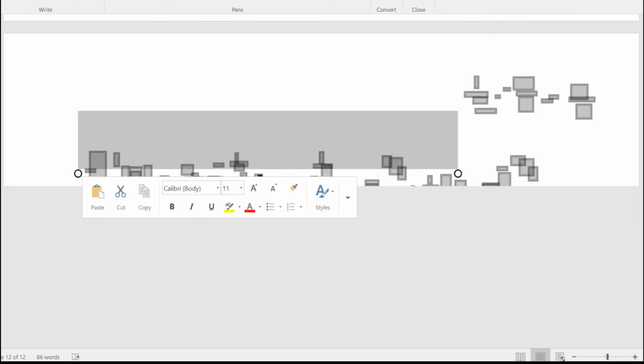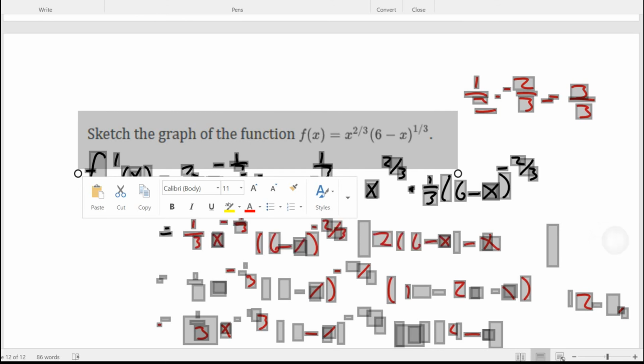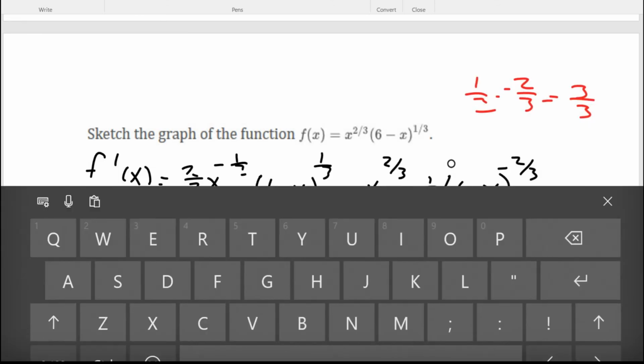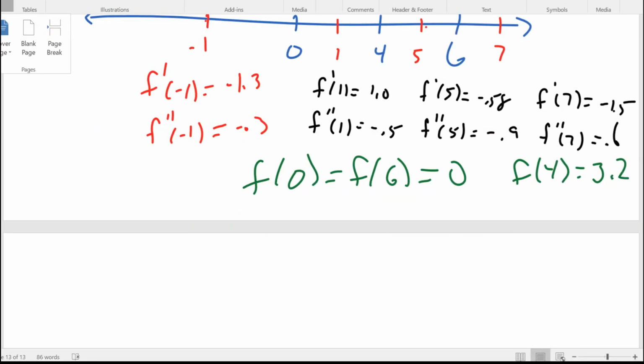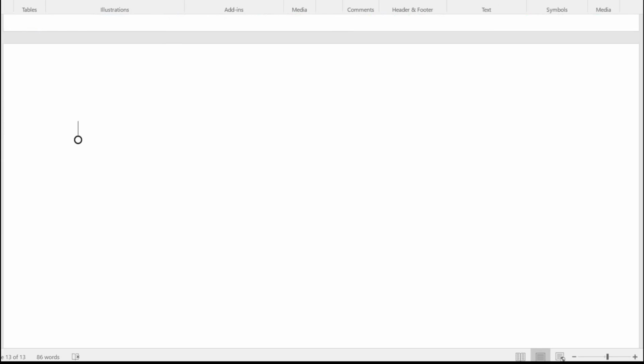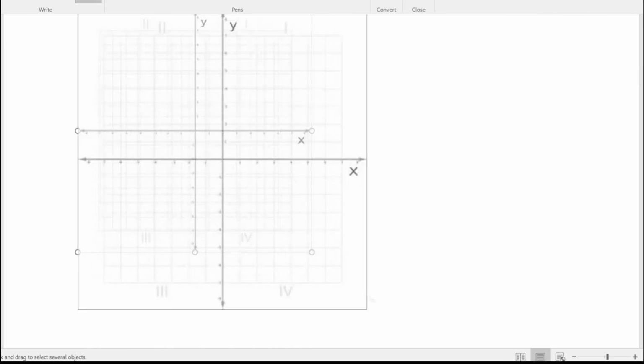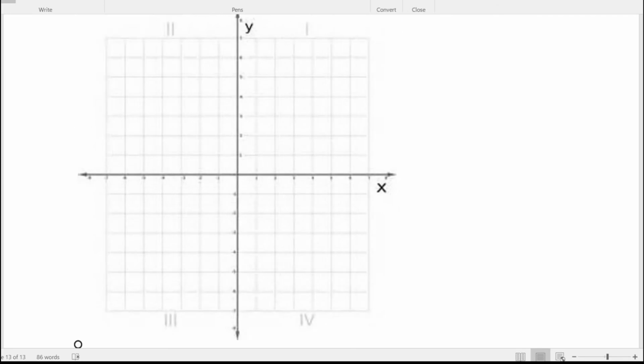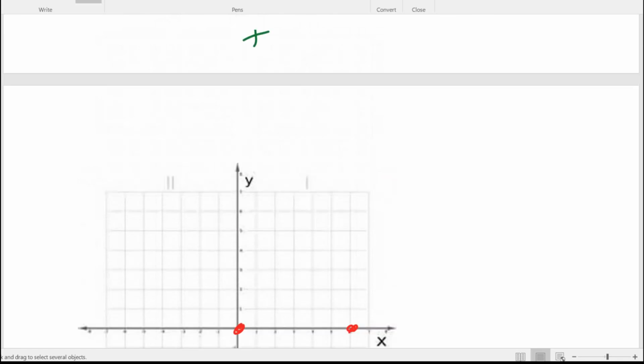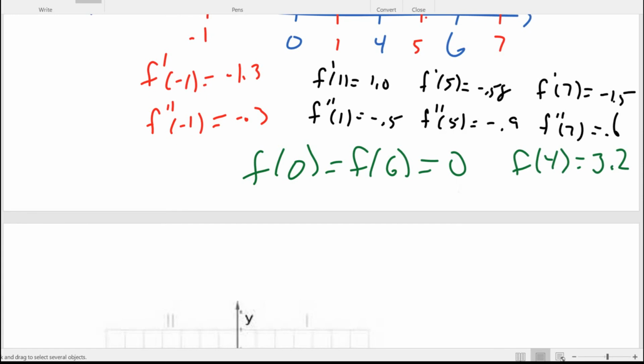Oh, I don't have another page. Let's see if I can insert a page here. Okay, and then let me insert one of my little graphs. I want to make that a little bigger. All right, so at f of 0, the function was 0. 1, 2, 3, 4, it was 0, and at 6, it was 0. Okay, so from negative infinity to 0, it was concave down and decreasing.